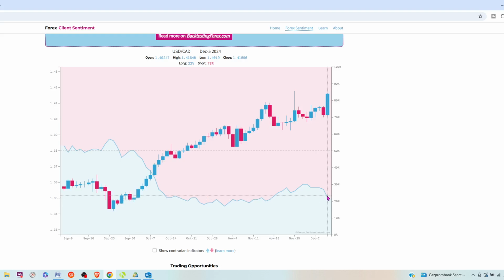You can put your cursor over any point on these graphs and you can see up here it'll change. So that's why I'm going over here to the most recent price action, and you can see up at the top there it says 78% short. So we have retail traders increasing their shorts over the last 2.5, 3 months. But what has price done? Price has gone exactly the opposite.